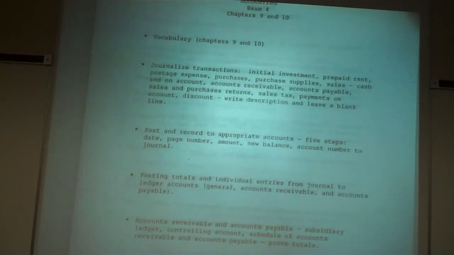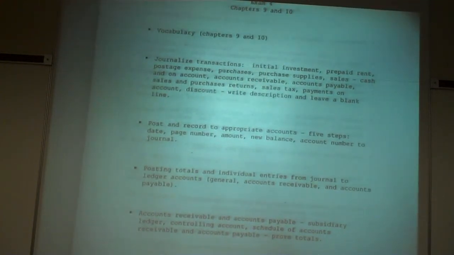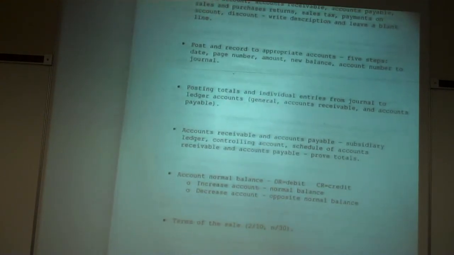Journalize the transactions. Again, you're going to see some regular transactions mixed in with your accounts receivable and accounts payable. Remember, we'll use the diagonal to indicate that you have to post that twice, once to the controlling account and once to the subsidiary ledger.